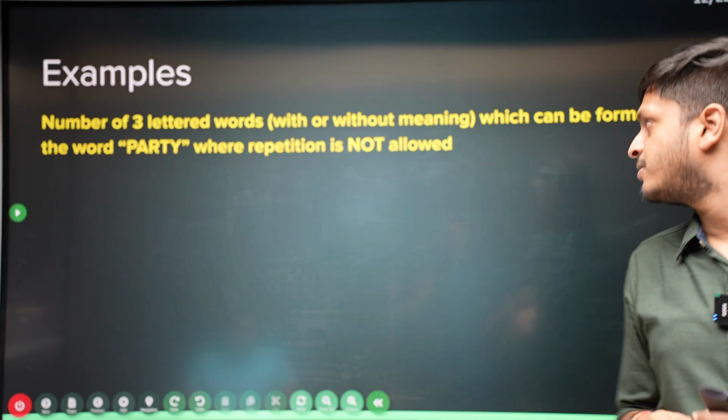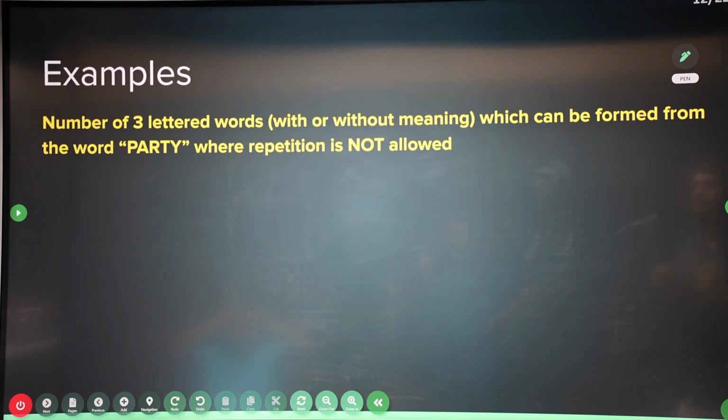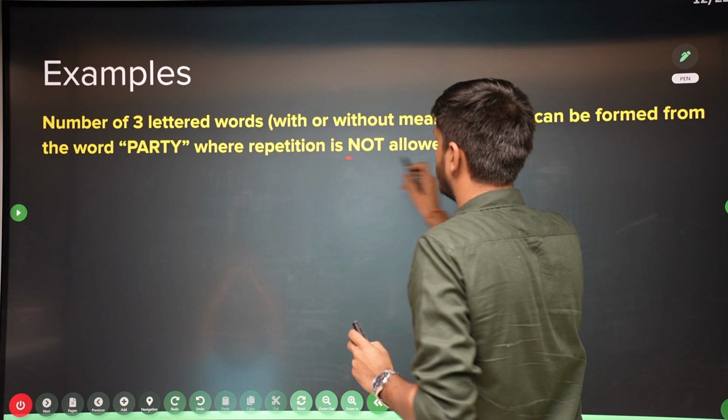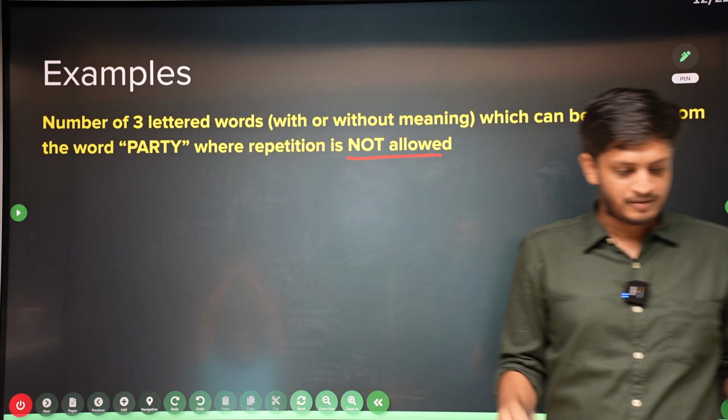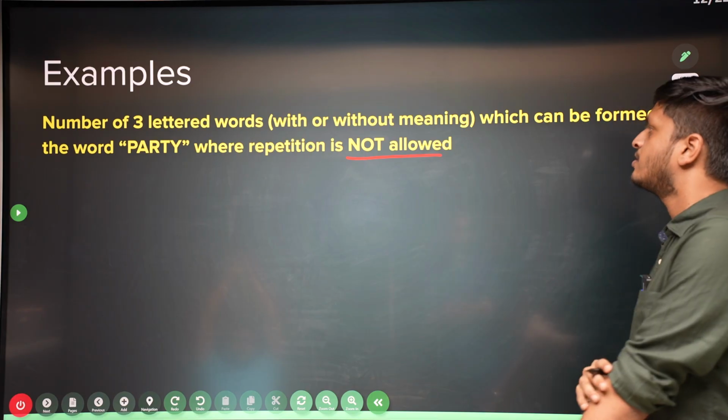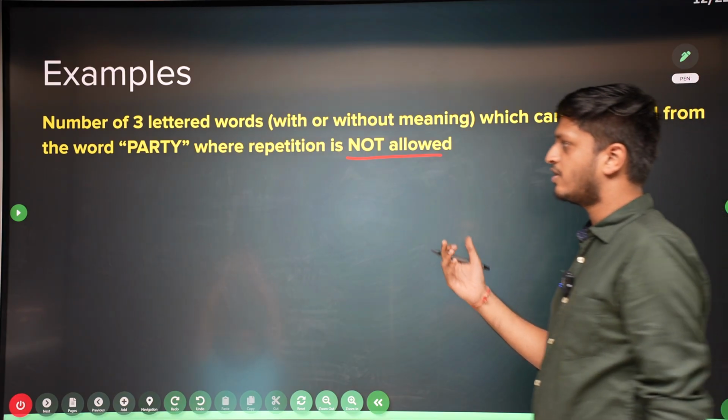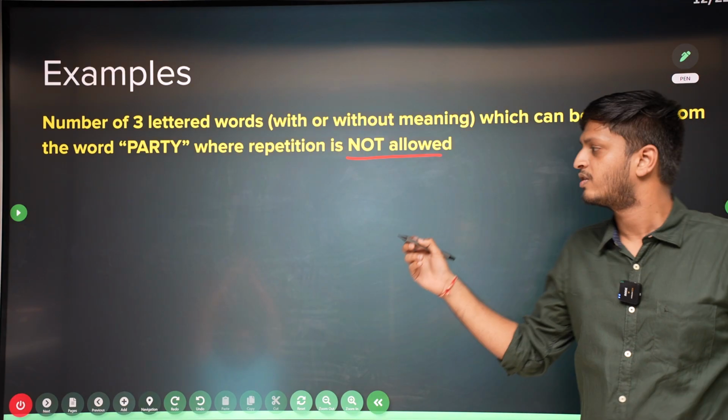So this is the first problem. What is the number of 3-letter words, with or without meaning, which can be formed from the word party, where repetition is not allowed? Here it is explicitly said that repetition is not allowed. But by default, if it is not mentioned, repetition is not allowed. So try to solve this. Then I'll do it.